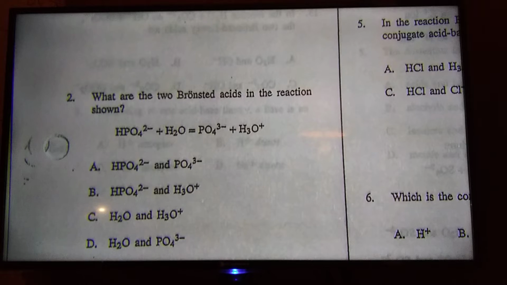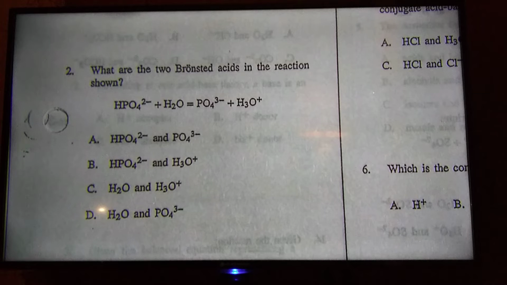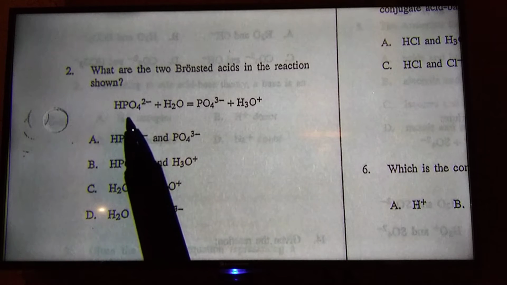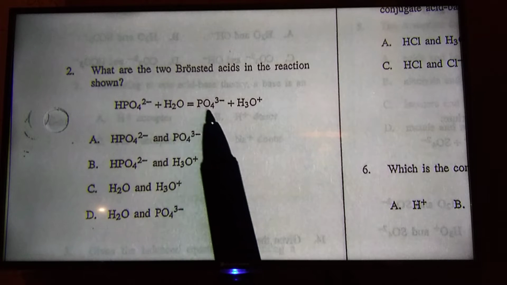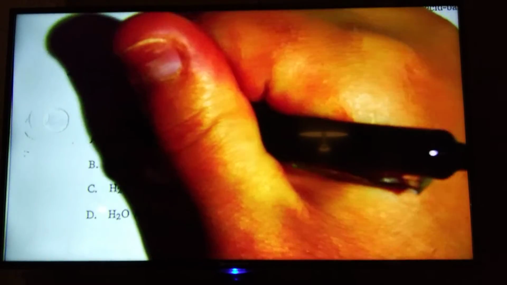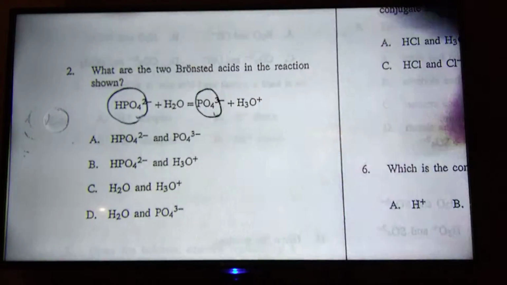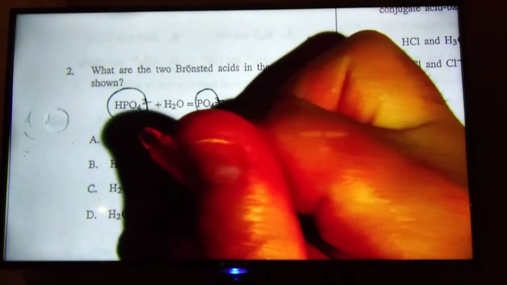Number 2, what are the two Bronsted-Lowry acids in the reaction shown? So here you go. This example, I'd like to go through it. First off, I would identify the reactant to the product and which elements, compounds, are similar from the reactant to product. So HPO4 is most similar to what in the product? It's most similar to this guy right here. So first thing I would do is match these two together. So that's going to be definitely paired up with that. Why? Because they look very similar to each other. So those two are going to be connected.